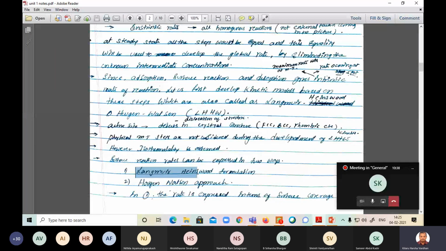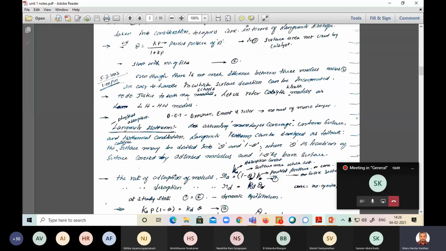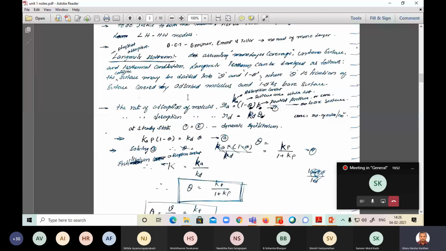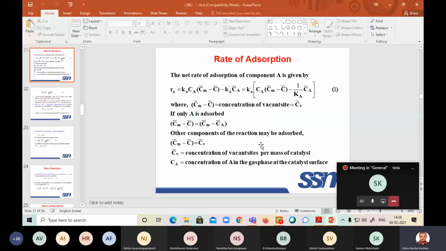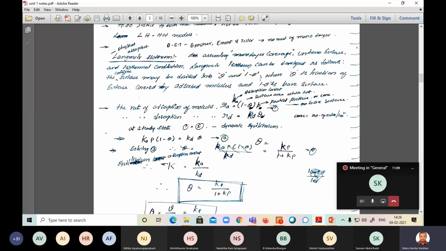So in the Langmuir and Hinshelwood formulations, let us go to the Langmuir isotherm, because here we just gave this Langmuir isotherm. How are we going to get it? For getting this, there is some derivation. We'll see the derivation, because the derivation is required for us to go to the kinetic models. So let us first see Langmuir adsorption. Langmuir adsorption is a physical adsorption.